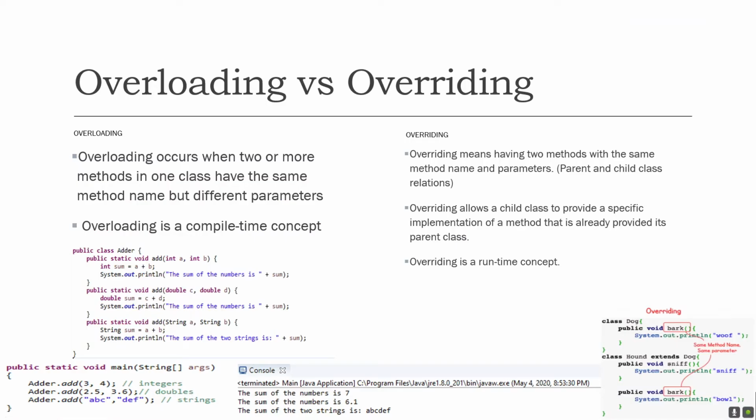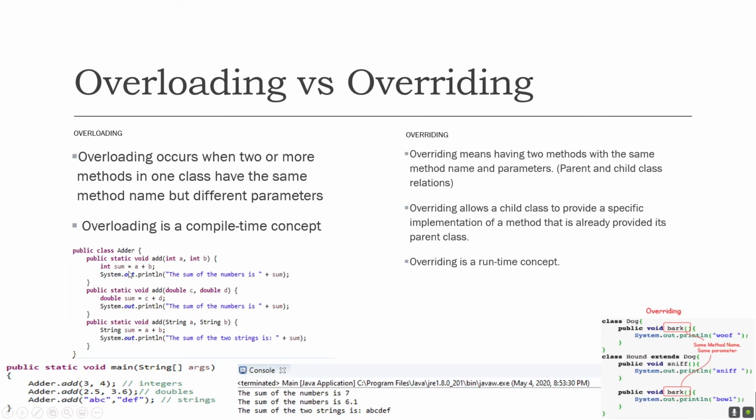Now moving on to overloading and overriding. Overloading occurs when two or more methods in the same class have the same method name but different parameters. So overloading is a compile time concept. For the sake of this, I'm going to make an example adder, which is just adding different data types in different methods. They're all public static void add, which is the same method all the way through, but with different parameters. So for the first one, we're adding int a and int b.